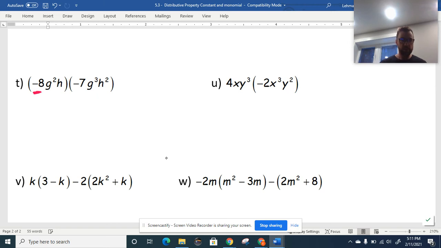So going back to yesterday, I suggested a nice strategy is to deal with the numbers first. Negative 8 times negative 7 will give you 56. And then see what we can do with our unknown bases and powers and using our power rules here. So g squared times g to the exponent 3. Same base, multiplying, add the powers. 5. Same base, multiplying, add the powers, h to the exponent 3.